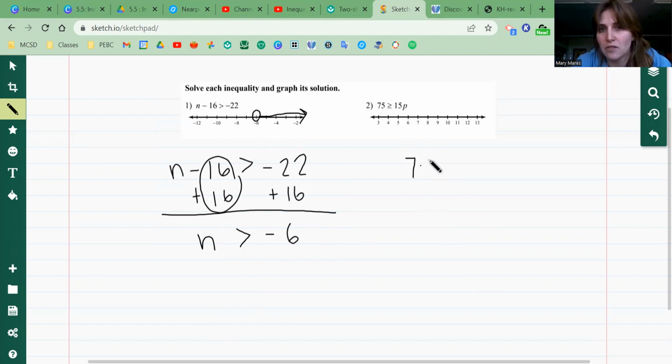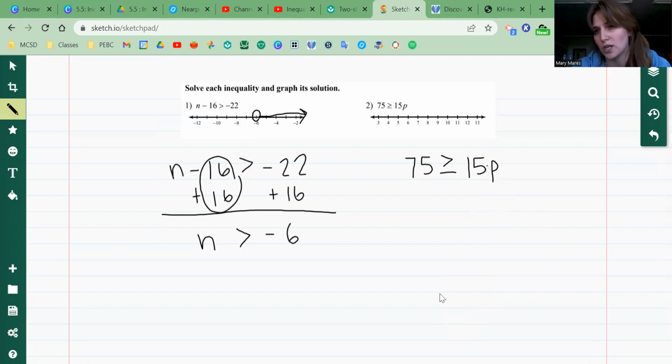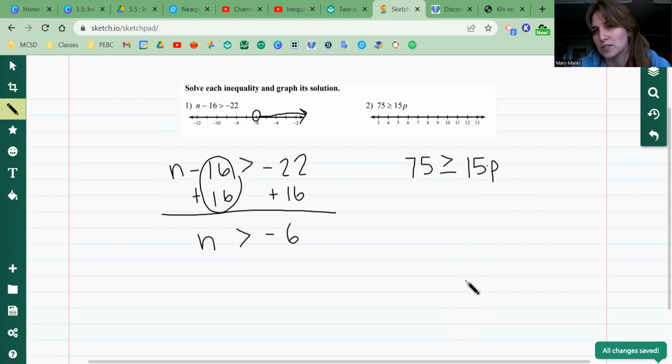So we've got 75 is greater than or equal to 15p. And again, my goal is to isolate the variable, get the variable all by itself. My variable in this case is p. I'm trying to get the p all by itself. What's standing in the way of p being by itself? That 15. I need to get rid of this 15. And what's going on in between the p and the 15 is a multiplication, right? There's that invisible multiplication symbol there.